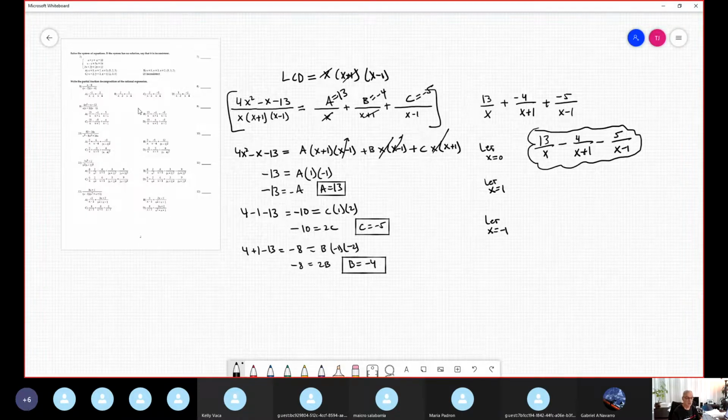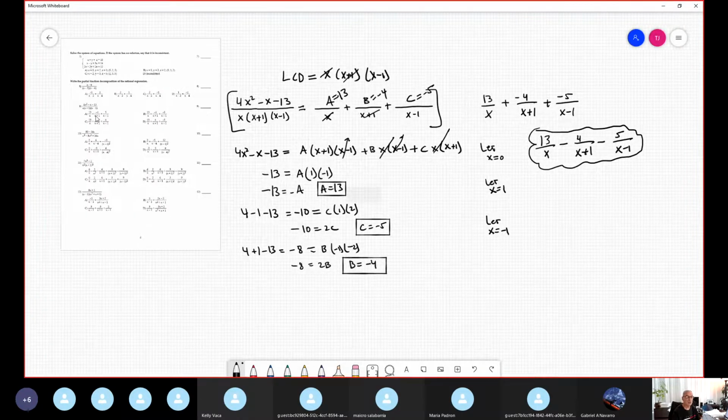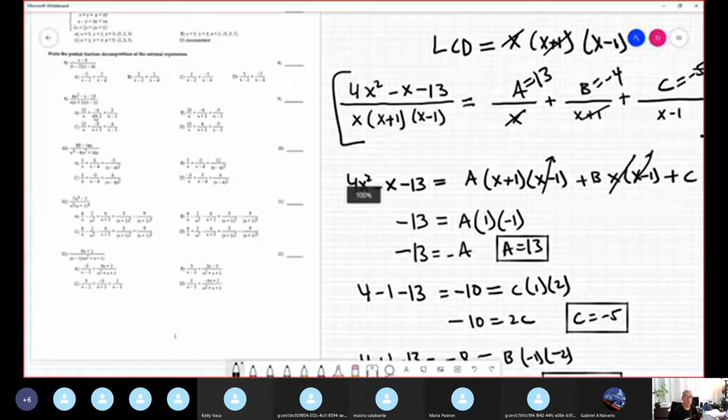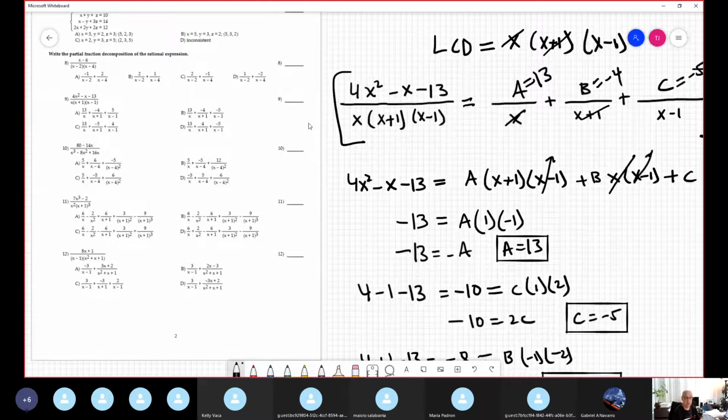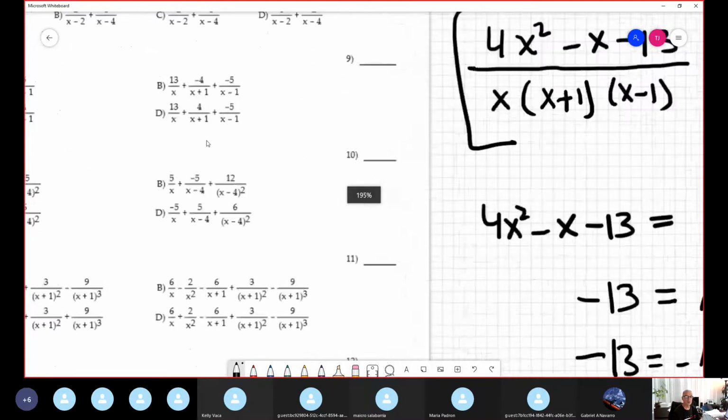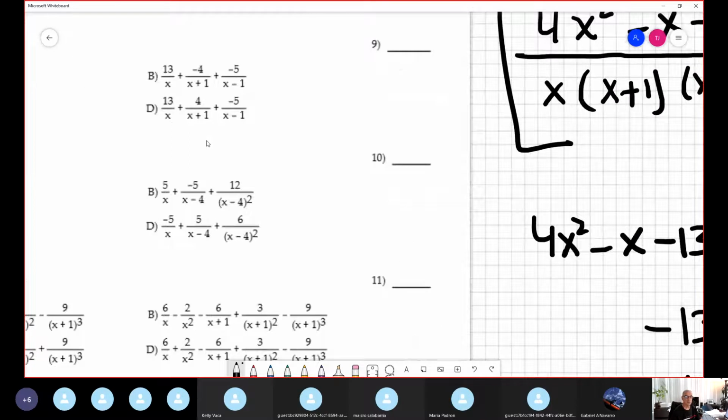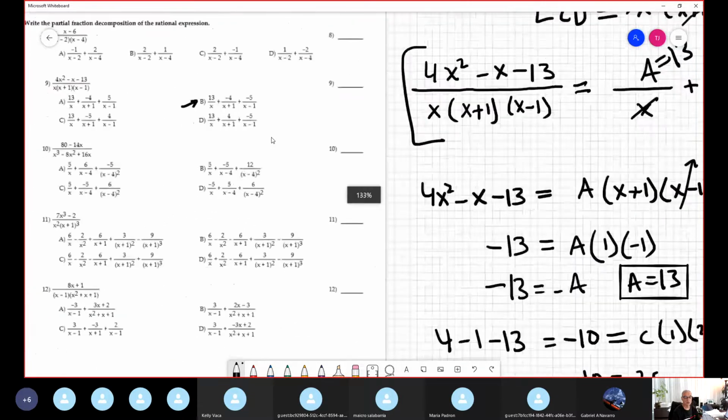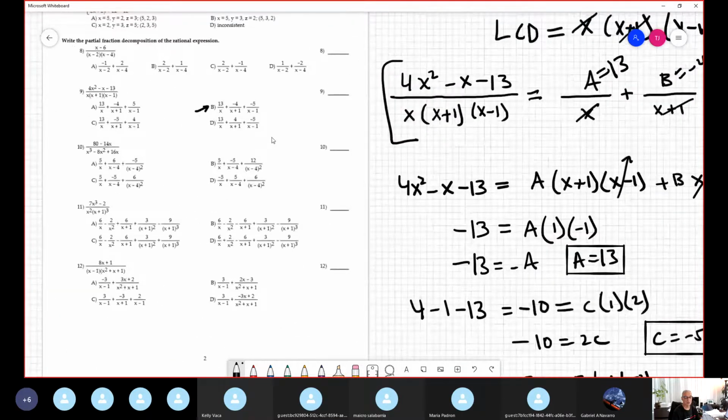I don't know what is that. Let me see. We are doing number 9, no? Number 9 is B, no? It's B, I guess so. No? It's negative, no? 13 positive and negative 4 and negative 5. Makes sense? Makes sense, right?